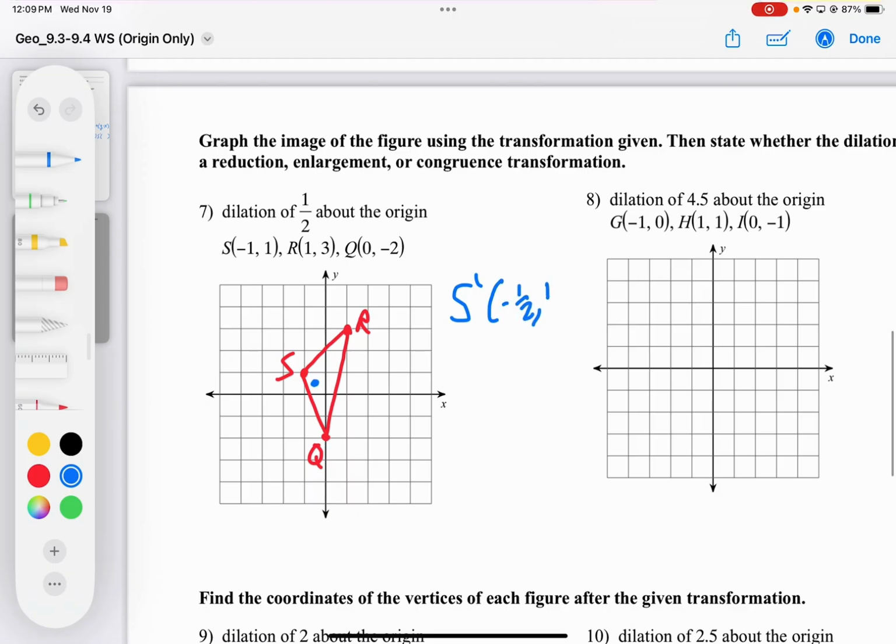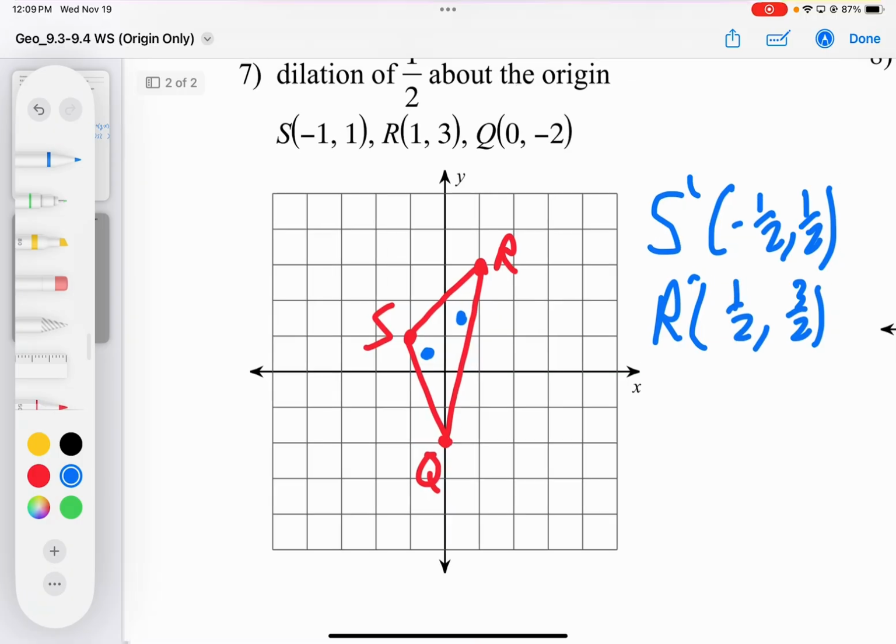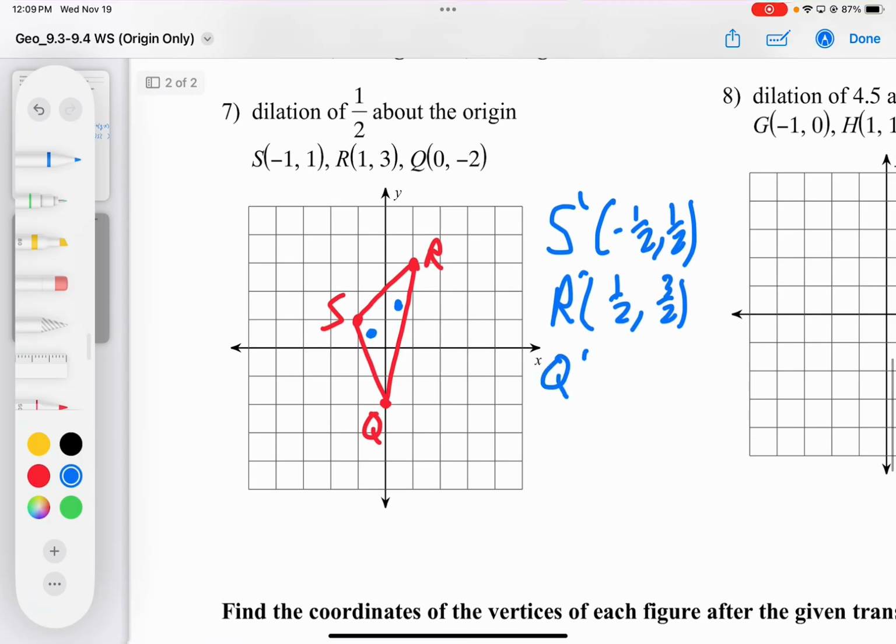So S prime is negative 1/2, 1/2. R prime would have been 1/2, 3/2. Okay, so then that would be like 0.5 and 1.5. So 0.5 and then 1.5 would be like right there. And then Q prime. Good.